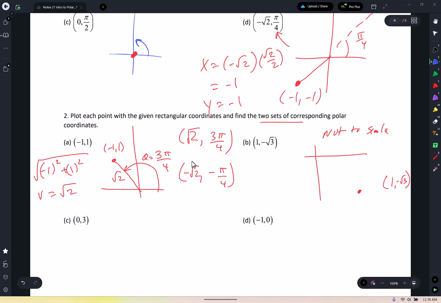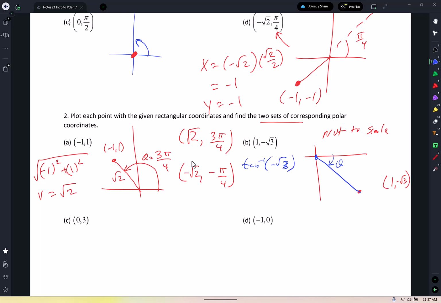Okay. What angle is that? How do I figure that out? I can go like that. I don't know what angle that is. The only way, let's see, so I'm going to go arctan of negative square root of 3, y divided by x.